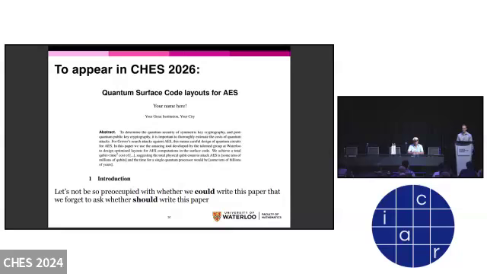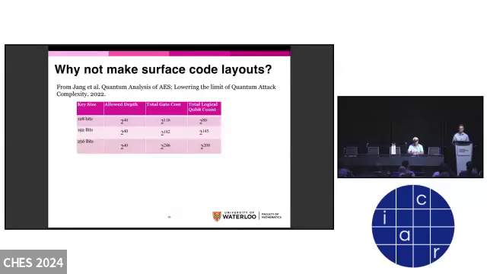As an invited speaker, I get to take a step back and say, okay, you could write this paper. We have roughly the research and the tools behind it. But should you write this paper? Is it actually telling us something interesting that we didn't know about quantum attacks and AES? And as you can imagine, the punchline is, I don't think so.